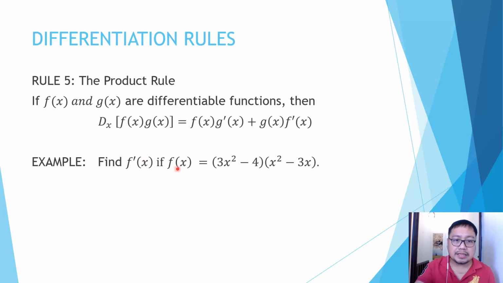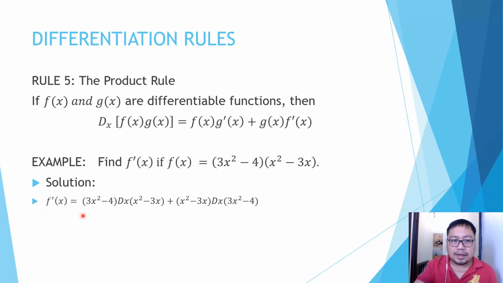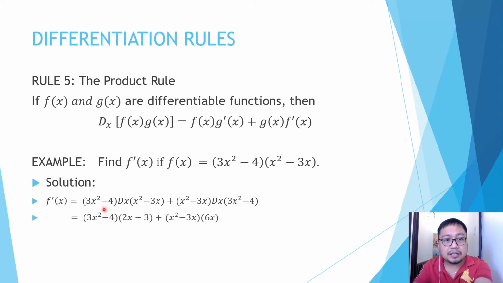Find the derivative of your function if our function is equal to 3x squared minus 4 times x squared minus 3x. Okay, let's do it. Our first times the derivative of our second plus our second times the derivative of our first. So let's just copy our first here, and then the derivative of our second will give us 2x minus 3, plus our second times the derivative of our first. The derivative of 3x squared minus 4 is 6x.